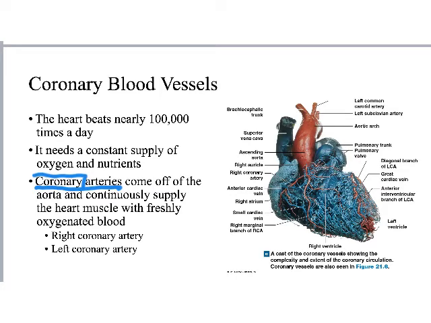And in fact, it's as if the heart knows, if there was such a thing, how important its own survival is to the rest of the body. And so the very first organ that receives fresh blood from the aorta is the heart itself. So the very first branches coming off of the aorta are the coronary blood vessels.